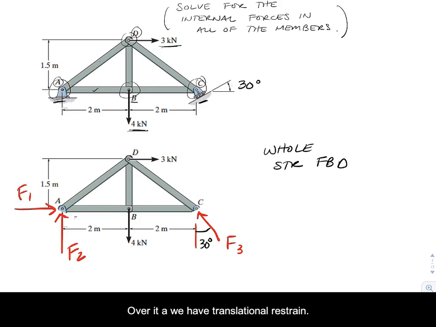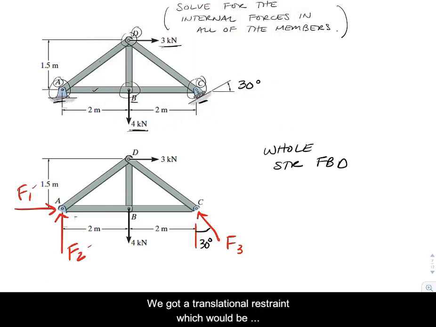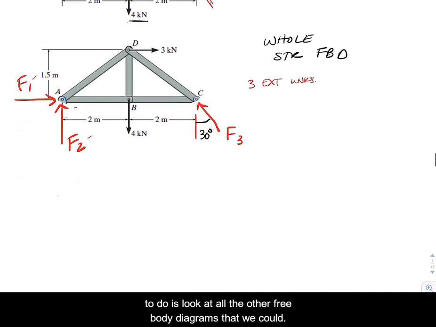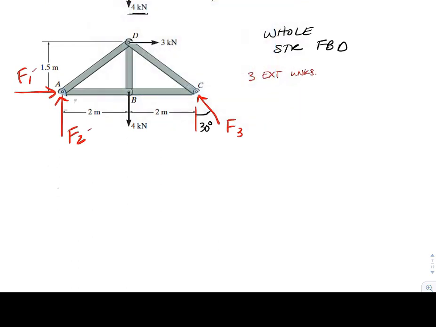Over at A we have translational restraint. That's F1, F2. We've got a translational restraint, which would be perpendicular to the ground, and I've called that F3. So we have 3 external unknowns, and so this would be externally determinate. We could solve for those 3 forces just by using statics and that single free body diagram. So we will eventually go do that, but right now what we're going to do is look at all the other free body diagrams that we could create.